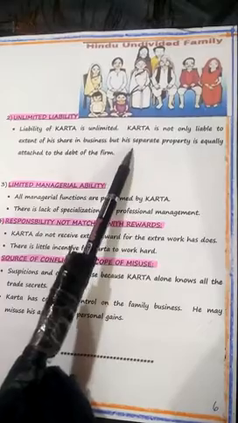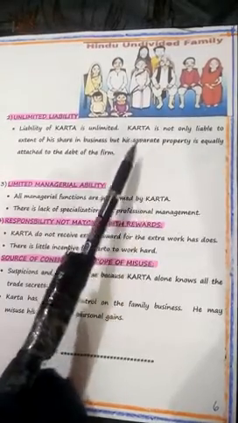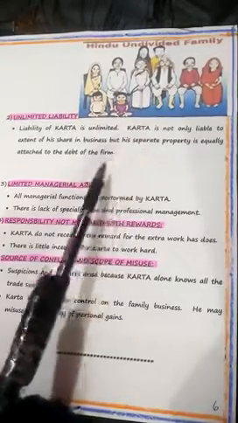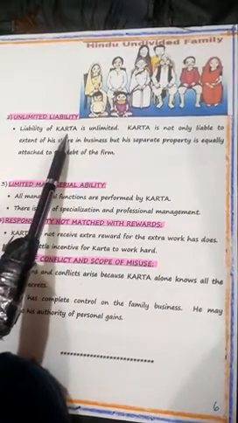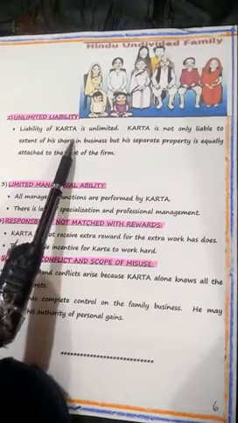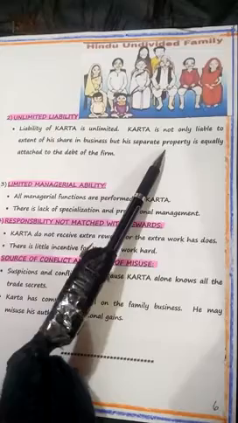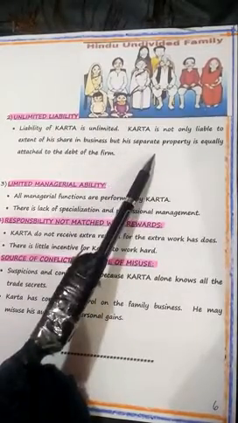Please note here, children, if the business suffers from losses, the losses can be recovered from the Karta's personal property. So that is the main drawback when it comes to Karta's professional role in the family business, Hindu undivided family. Again, I repeat, if the business suffers from losses, then losses can be recovered from Karta's personal property.